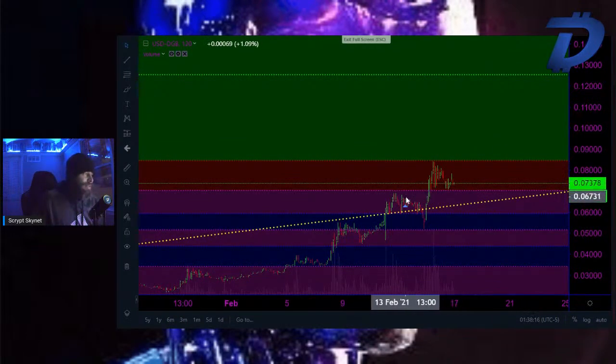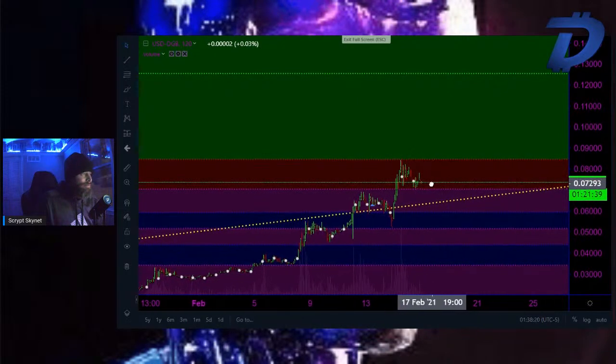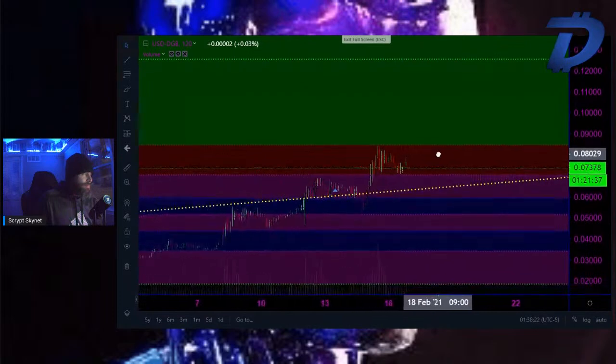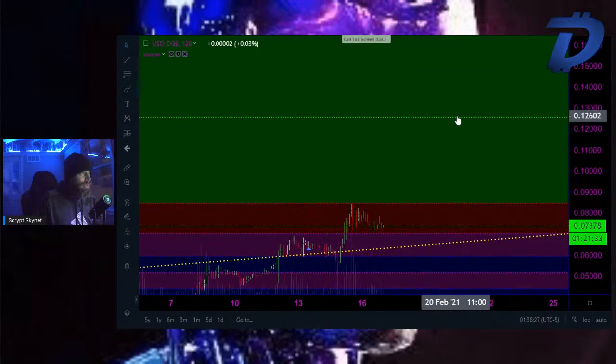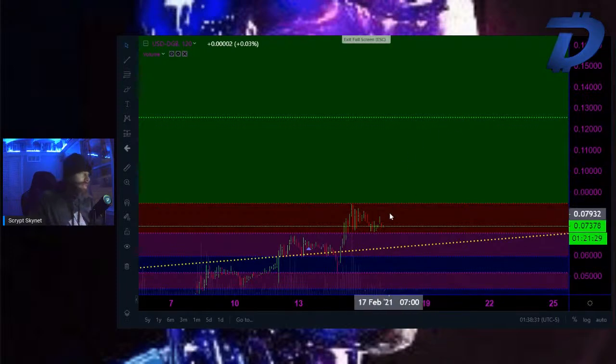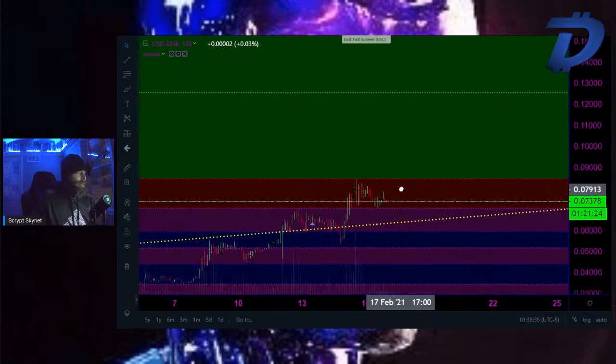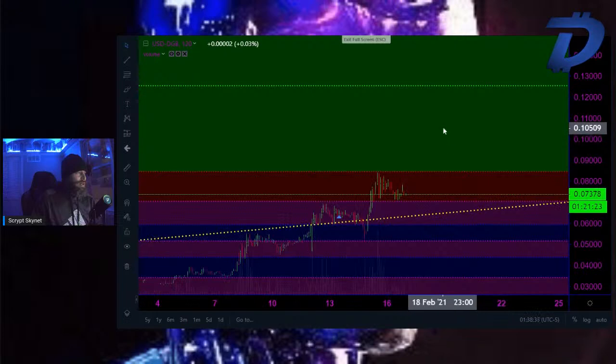Now, here we are in the red zone, right? We're in the red zone. This is resistance. If we break out, here's your target, right? Hyperbolically speaking, that's 12 cents, 12 and a half cents right there. Wow, guys. I'm speechless right now.